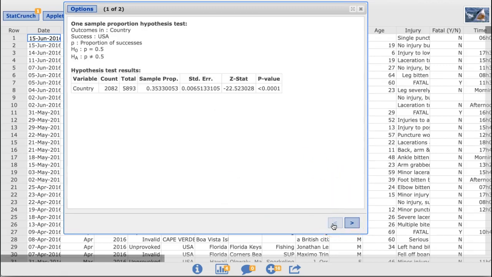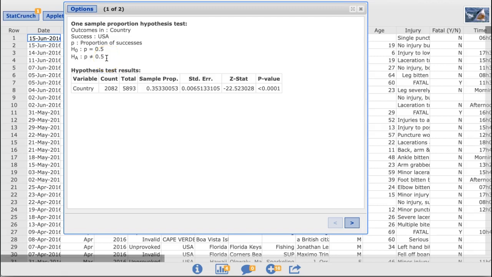So therefore, based off this hypothesis test, we would conclude at a 5% significance level that there's enough evidence to reject the surfer's claim of 50%, and therefore we would conclude that definitely the proportion of attacks in the US is not 50%. Because it's not equal to, that's all we could say. If it were less than, we could say it's less than 50%. If it were greater than, we'd say greater than 50%. But since it's not equal to, all we could say is that it's not equal to 50%.